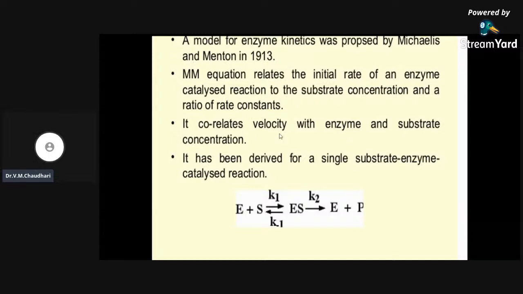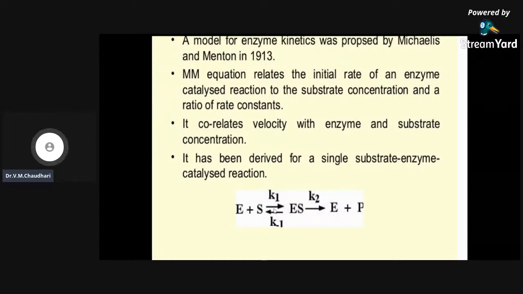It correlates velocity with enzyme and substrate concentration. ते काय करतं? It correlates velocity V0 of the enzyme with the substrate concentration. So it has been derived from the single substrate enzyme catalyzed reaction. Single substrate enzyme catalyzed reaction is denoted by the equation: enzyme combined with the substrate forms the ES complex. ES complex is converted to product and enzyme gets free. There is no change in enzyme. Only substrate is converted to product.